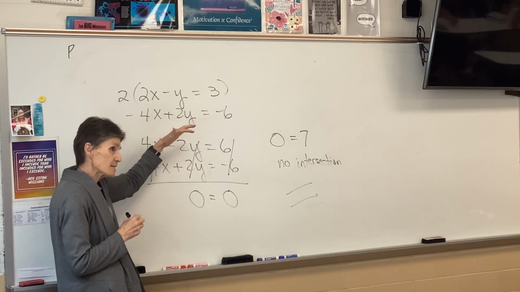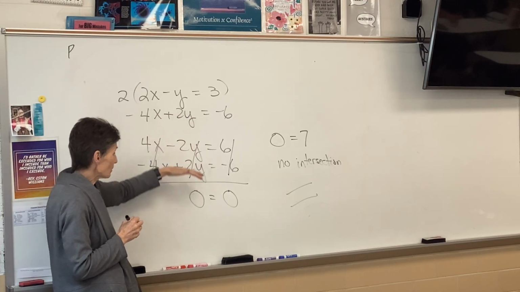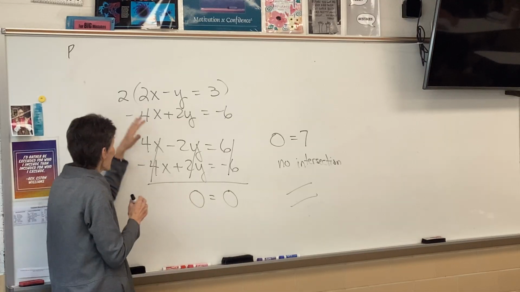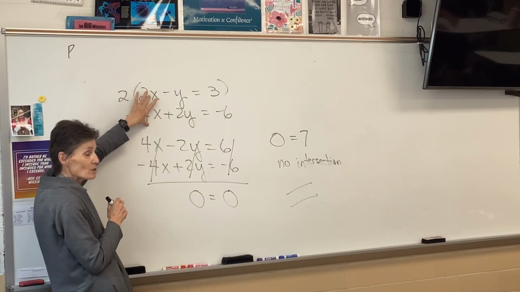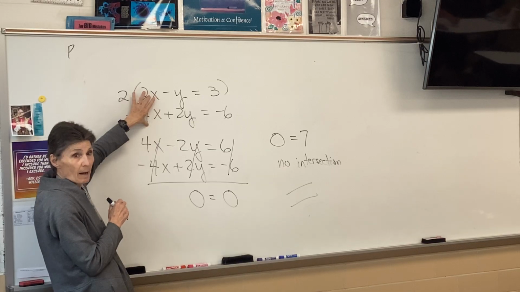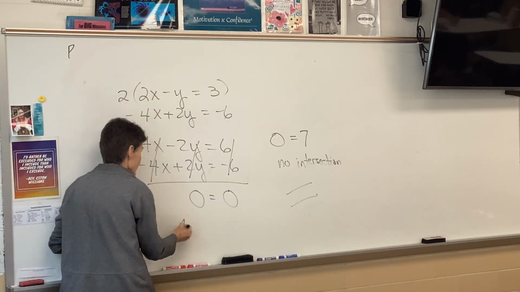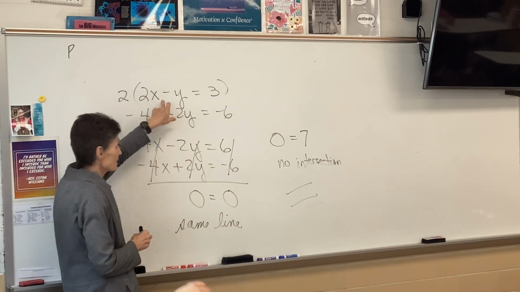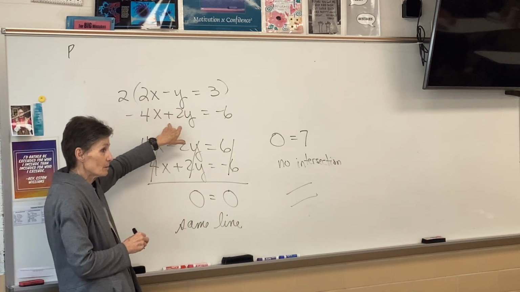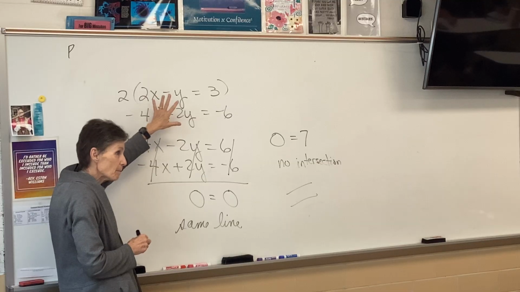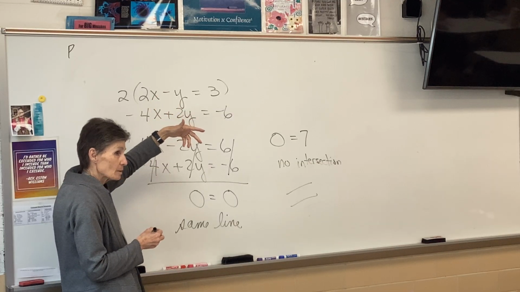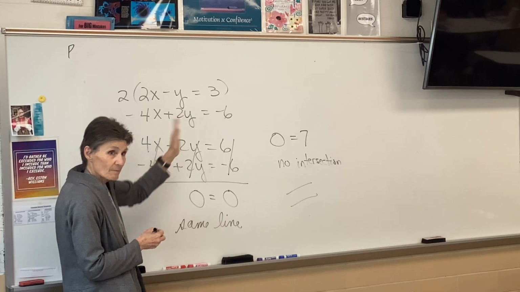Here, this is not that. Here, 0 always equals 0. So what does that mean about these two equations? They're on top of each other. They're the same line. If you were to graph this one in pink and this one in orange, they would be right on top of each other. They're the same line. Okay? Everybody see the difference there?